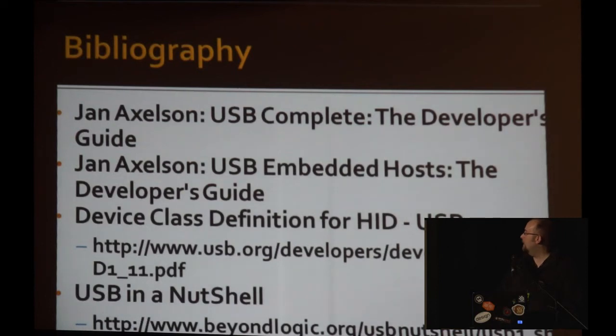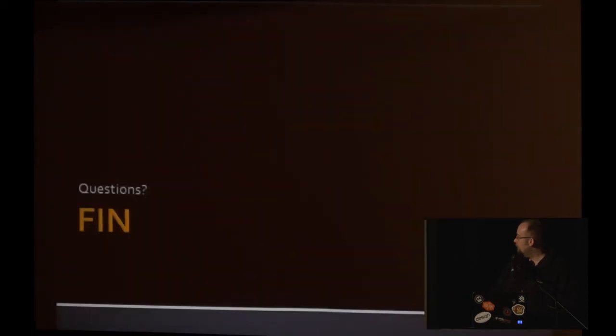It's hard to see here, but this is some of the bibliography I had. If you're interested in USB, there's the book USB Complete by Jan Axelson. Fantastic read. It's the USB Bible in essence, as well as other things like the HID spec or the HID class definition spec, as well as USB in a Nutshell. All very good sites. And that's basically it.